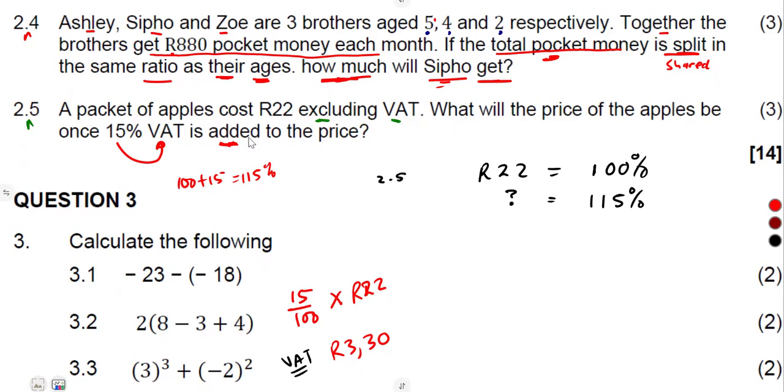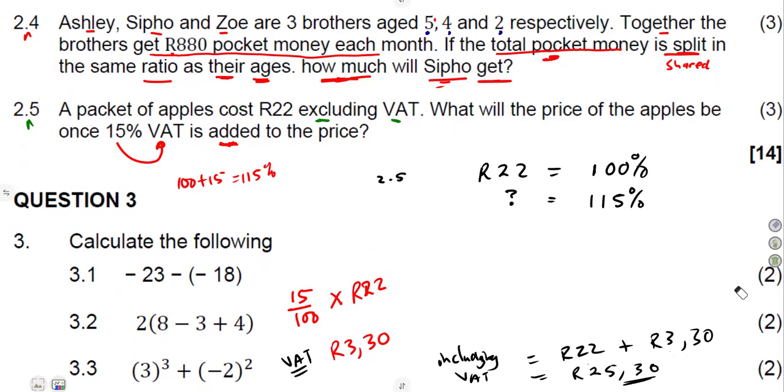Here it was given as a percentage. So you simply add it to the original price where we're not having tax, so including our value added tax. It will be 22 rand plus 3 rand 30. So you simply add 22 plus 3.30, which is going to be 25.30. That is how you can get it.